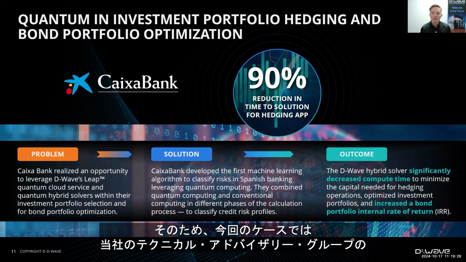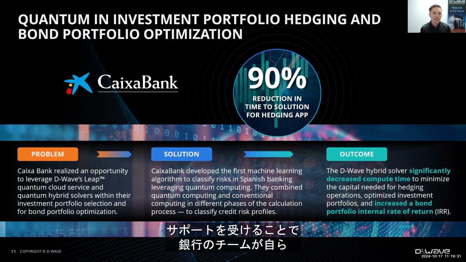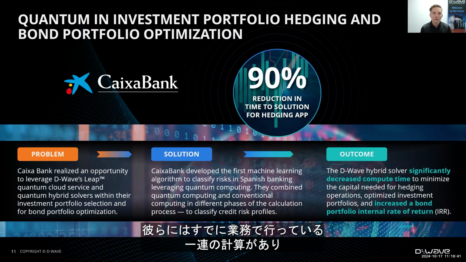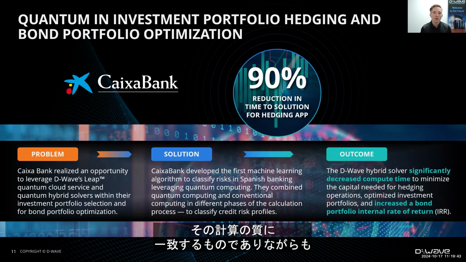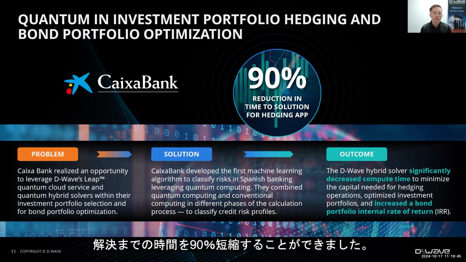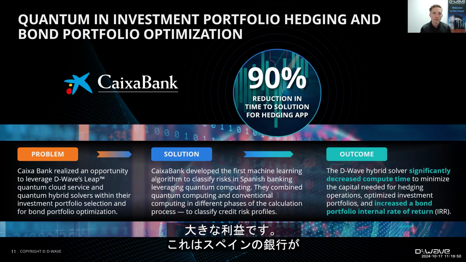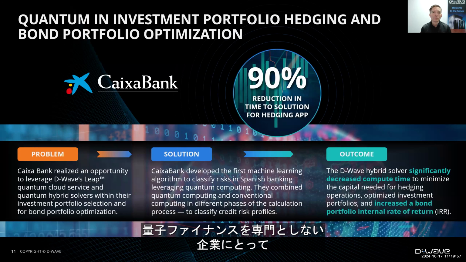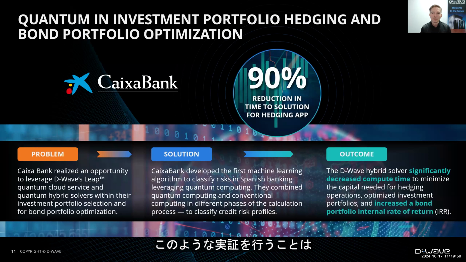And that's why, in this case, it was very helpful that their team was actually able to build this solution themselves with support from our technical advisory group. And they had a set of calculations that they were already doing in their business, and they were able to match the quality of those calculations, but reduce the time to solution by 90%. So a significant gain here, and I think a very strong signal from a Spanish bank looking at their real data, which is really difficult for firms who are not in the quantitative finance space to match or to provide those demonstrations.